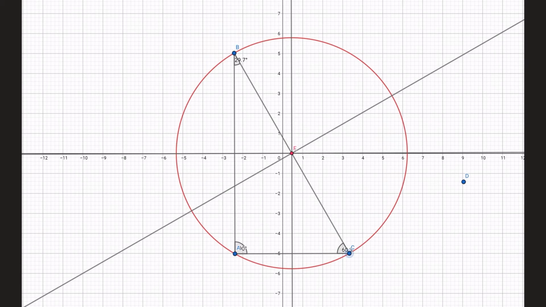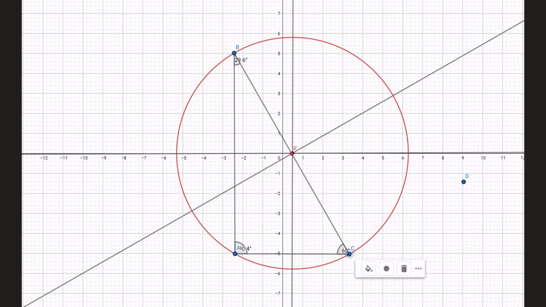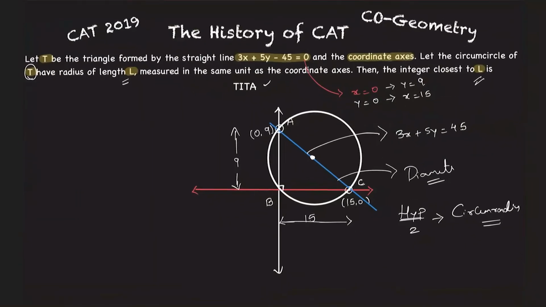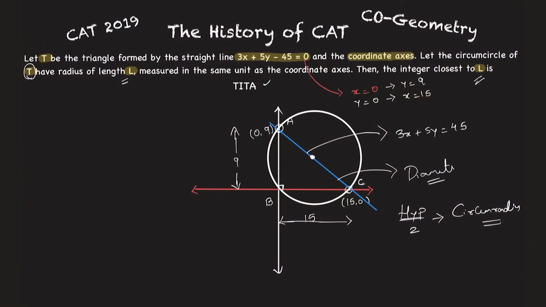I hope you can visualize this right now. In simple ways, the hypotenuse is the diameter when you draw a circumcircle in a right angle triangle. With this understanding, now let's come back to our problem again. So we know how this is happening. Now we just need to get the answer for this.